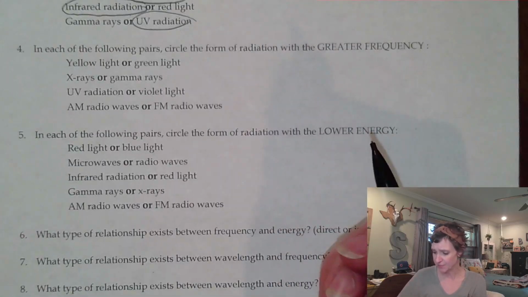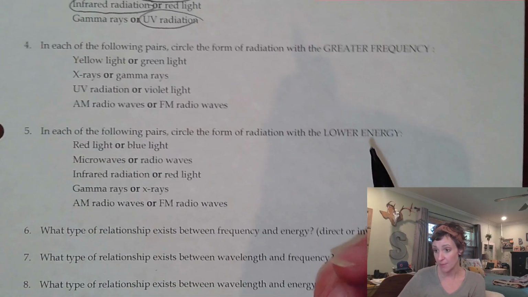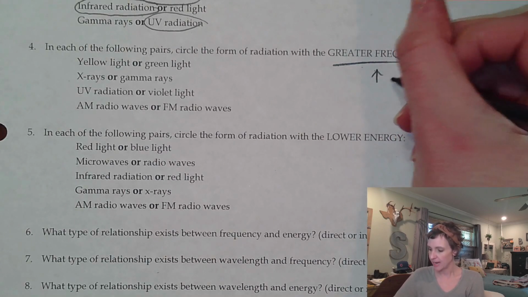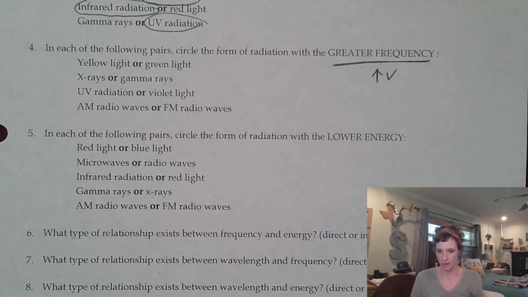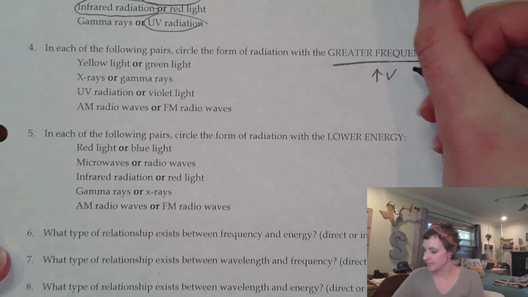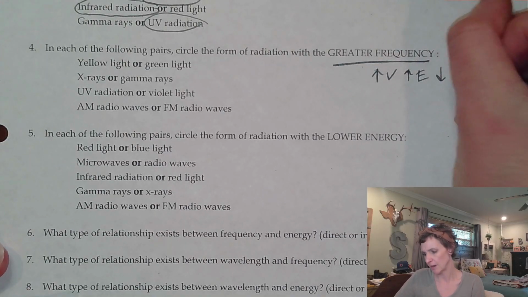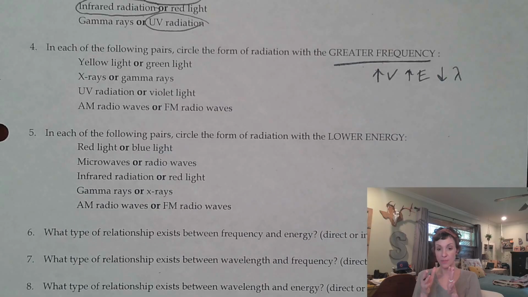Next one, it says, in each of the following pairs, circle the form of radiation with the greater frequency. Once again, I'm writing my arrows, let's go. Greater frequency, greater frequency. Okay, all right. I know greater frequency means greater energy, and that means it's going to be a short wavelength. So my brain is already on the part of the spectrum that is higher frequency, higher energy waves. So out of my two choices, I'm going to pick the one that's closer to that end of the spectrum.